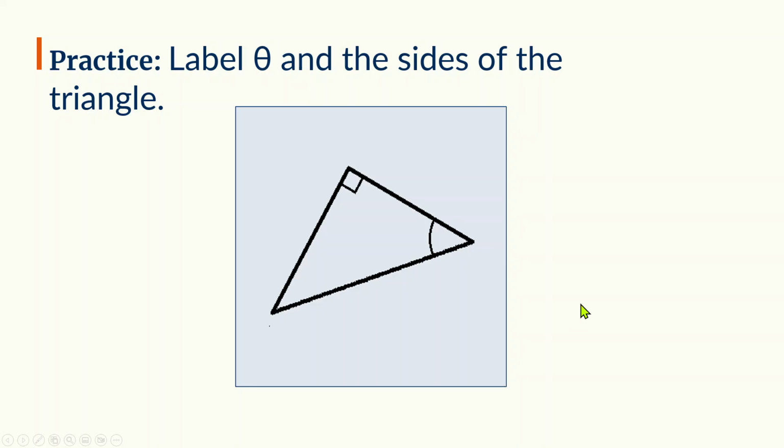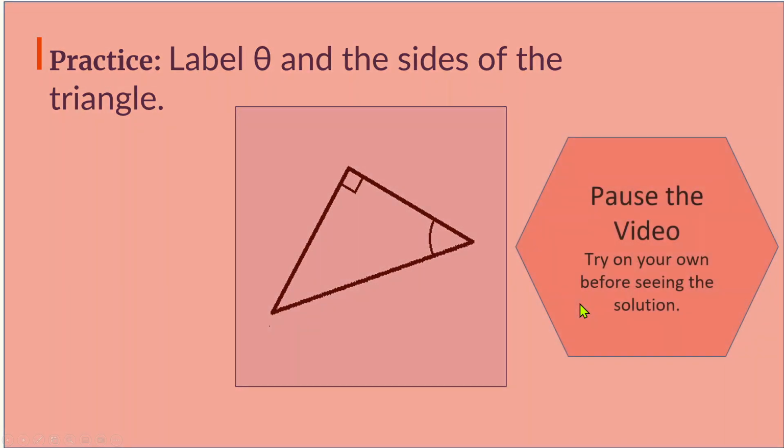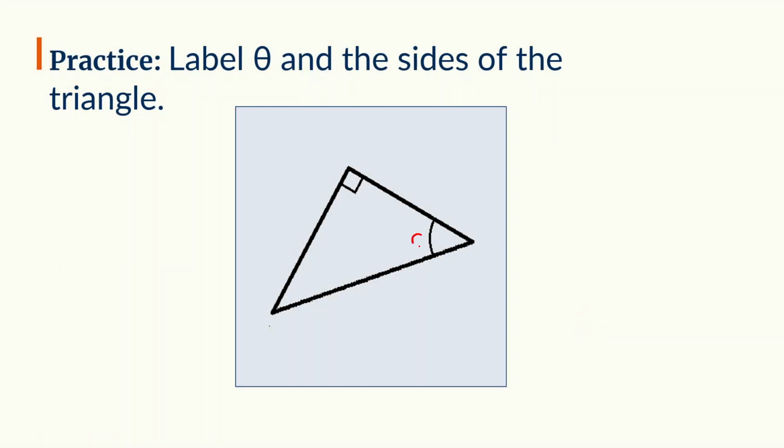Here's another one for you to practice on your own. So if this is theta, which it is because it's marked, then I can find the hypotenuse over here using the right angle, trace the hypotenuse, circle around theta, that's the adjacent side, and then the other side is the one opposite theta, so that's opposite.